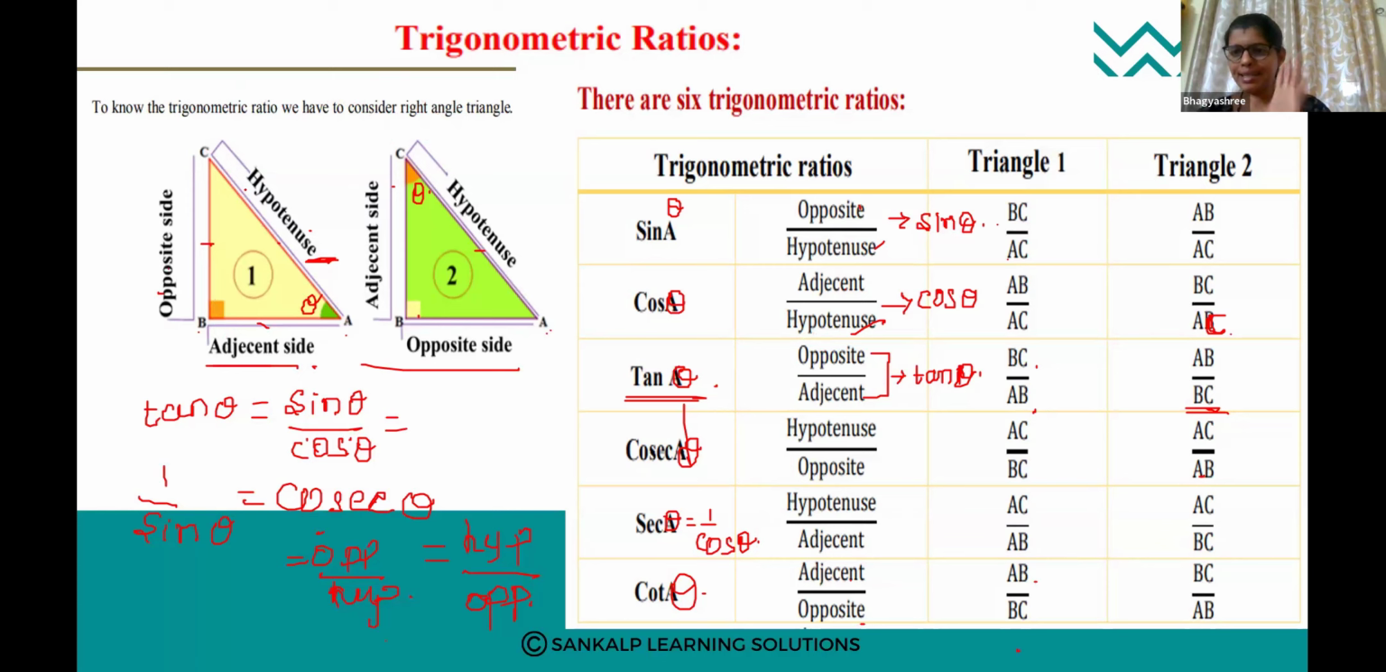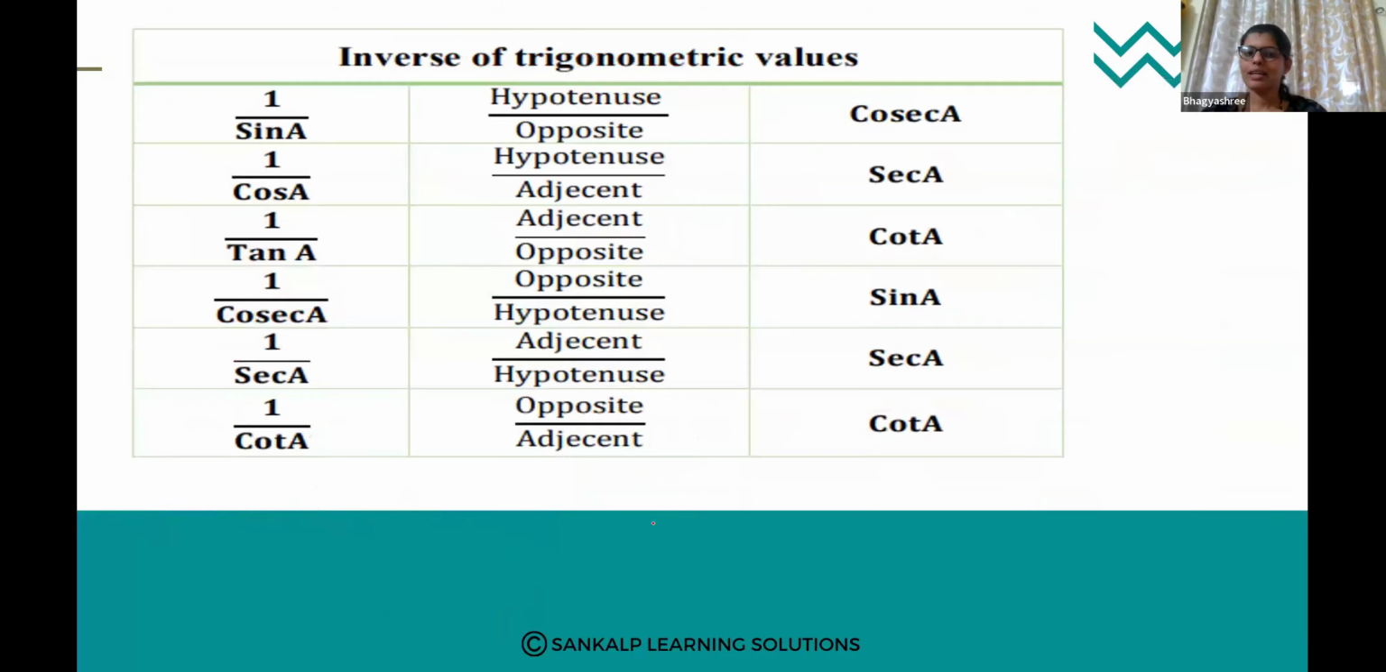Trigonometric ratios. 6 trigonometric ratios are there. First one is sine theta, cos theta, tan theta, cosec theta, sec theta, cot theta. This is cosecant theta, tangent theta, secant theta, cotangent theta. The short forms are sin theta, cos theta, tan theta, cosec theta, sec theta, cot theta. Okay, next one.